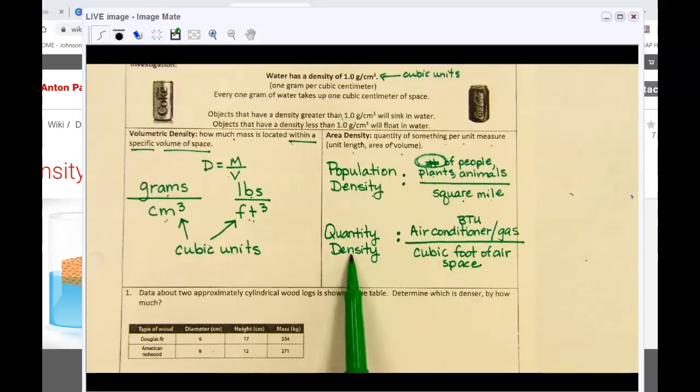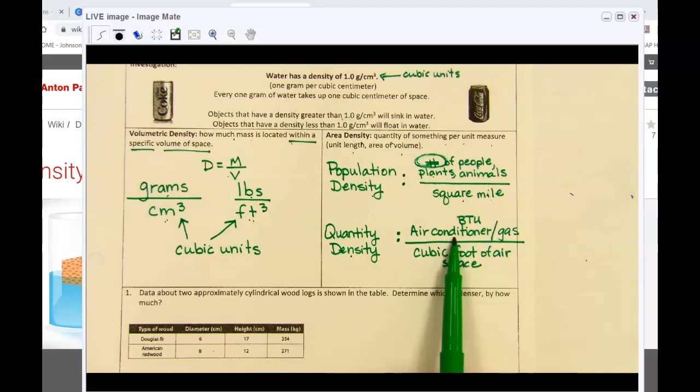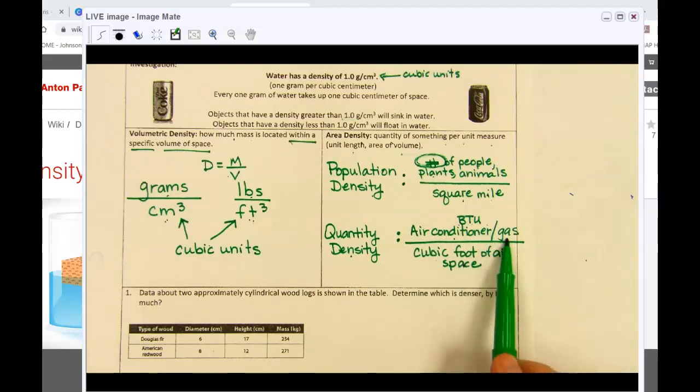And then quantity density is like an air conditioner. Is the air conditioner big enough to cool the room? So it's going to be in BTUs per cubic foot of airspace. Same thing could go with heat. If you have gas heat, is the heater big enough to heat the room?